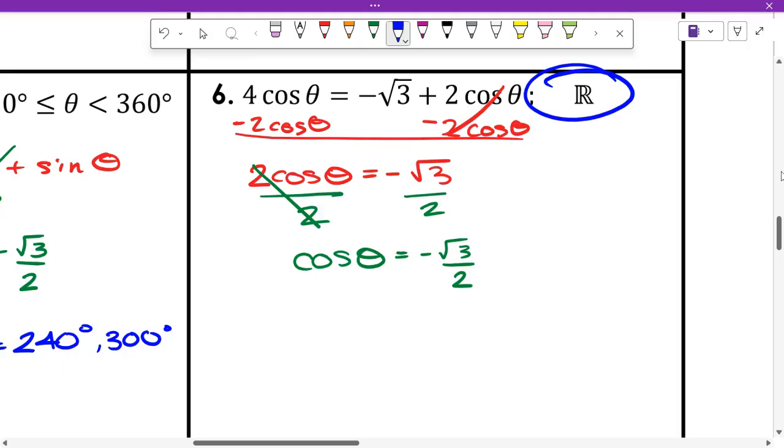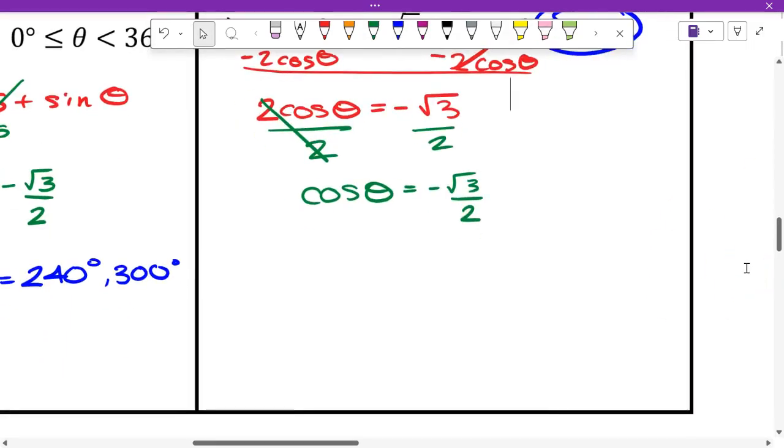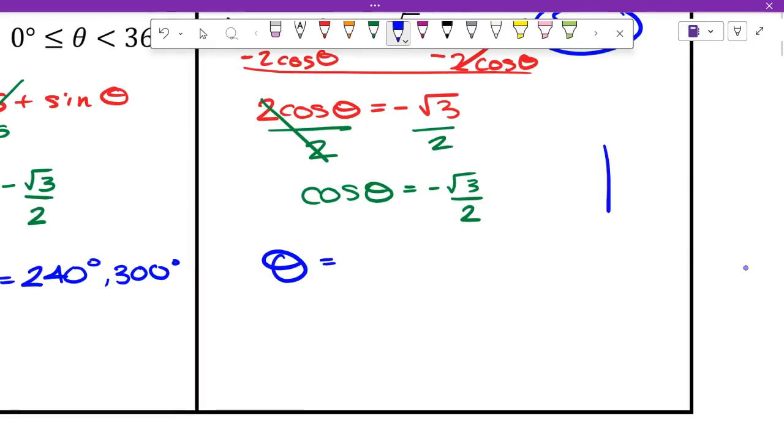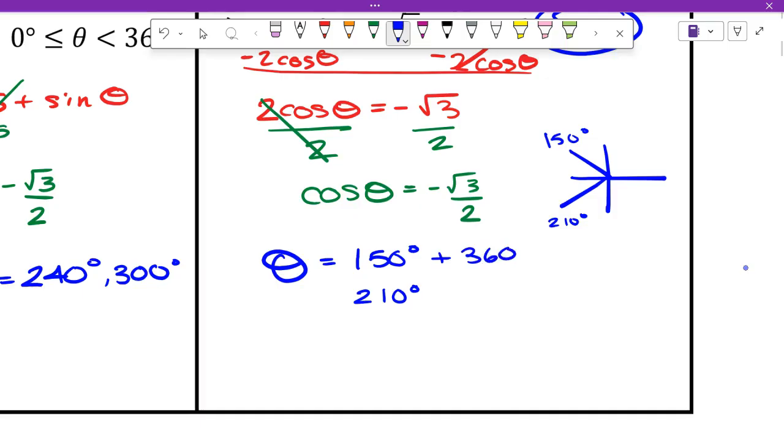And that kind of goes back to what we were doing yesterday. And so this right here, I've got theta. And so when cosine of theta is equal to negative square root 3 over 2, that's going to be negative over here on the left, in both of these quadrants. And that's going to be at 150 degrees and 210 degrees. So I'm going to write it as 150 degrees and 210 degrees plus 360 degrees K. That gets me all of my answers in degrees.